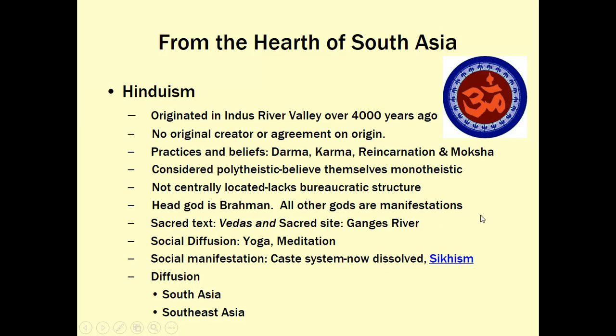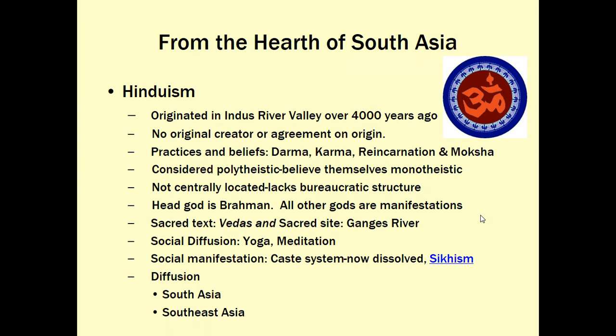So let me explain it to you this way. Christians believe in the Trinity. They believe that three gods are actually just one God, right? So the Holy Spirit, Jesus, and God, or Yahweh, if we want to be more specific about it, that they're all the same.